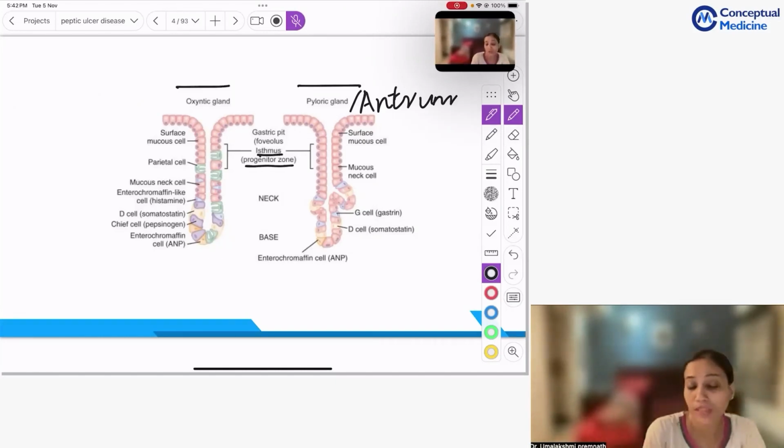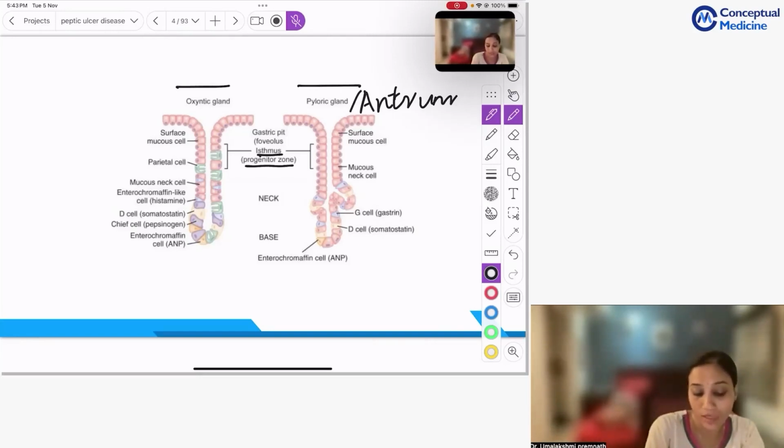What do you mean by the progenitor zone? Like any other progenitor zone, when you take the cells anywhere else, that is the one which forms the entire lineage. So these basic cells are produced from the progenitor zone and they migrate. For example, the surface mucus cells are produced here and they migrate towards the surface and produce mucus, or the mucin secreting cells. Then you have the mucus neck cells that are present out here.